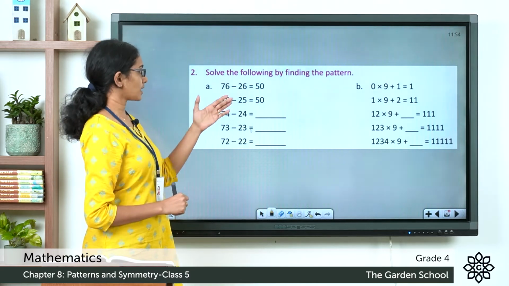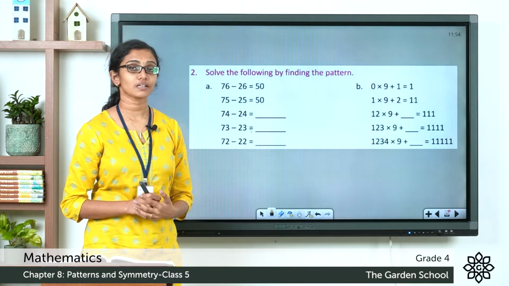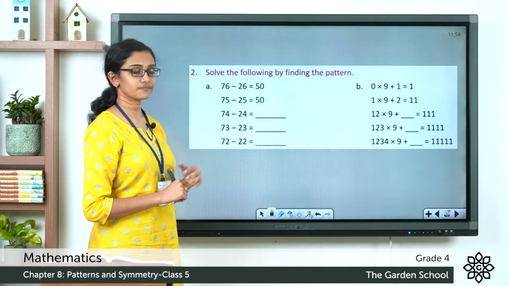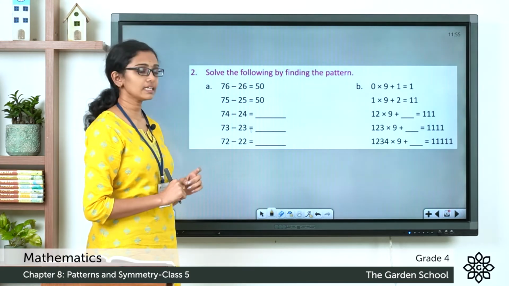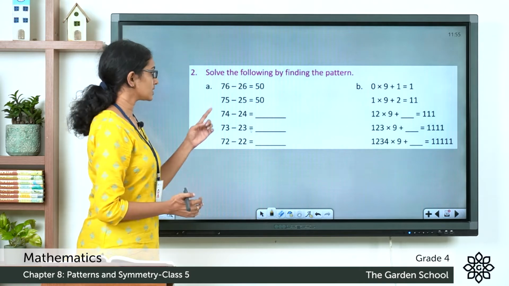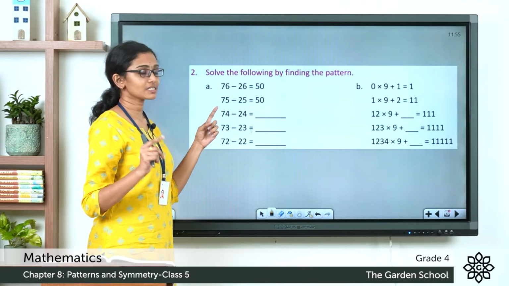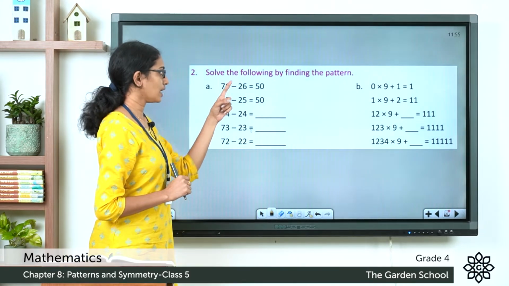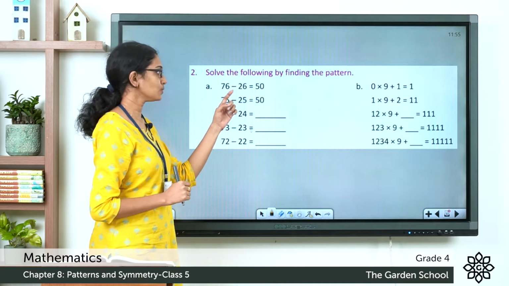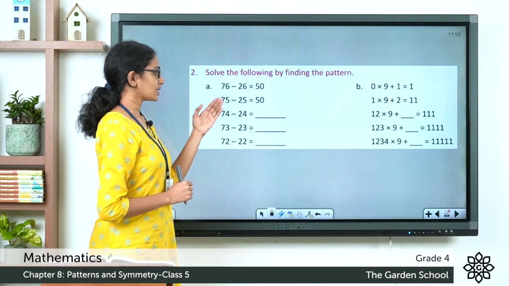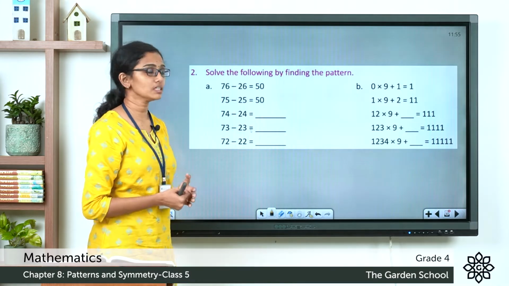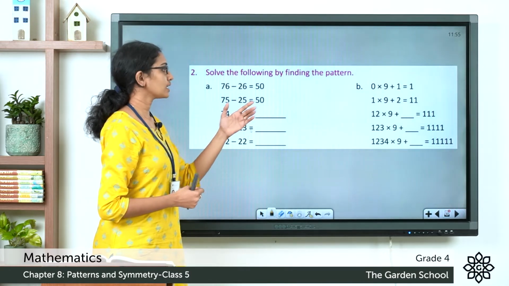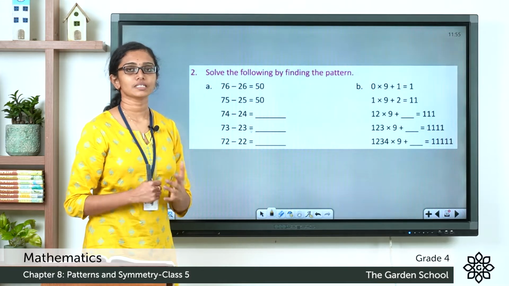Here 76 minus 26. What is the difference? The difference is 50. Now, 1 is subtracted from both the minuend and the subtrahend, which makes it 75. 76 minus 1 is equal to 75. 26 minus 1 is equal to 25. So, 1 subtracted from both the minuend and the subtrahend, and what is the difference? 75 minus 25 is 50. The difference remains the same.